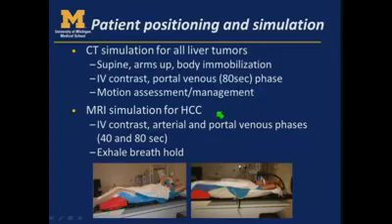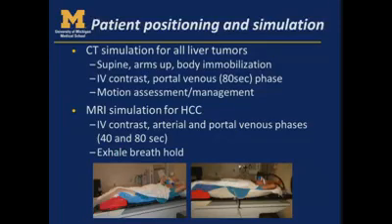For hepatocellular carcinoma, most of them are very difficult to see even with a contrast-enhanced CT scan, so MRI is very, very important for that. And we need to get both the arterial and the portal venous phases because some tumors are better visualized on the early and some are better visualized on the delayed. We happen to have the luxury of having an MR simulator, so we get this done in exhale breath hold. That means that our CT simulation and our MR simulation are at the same breath hold state.